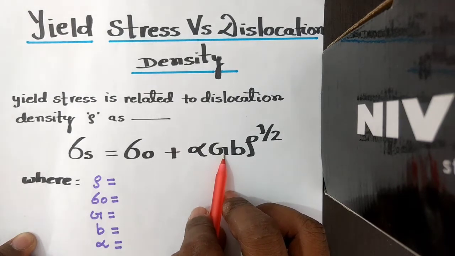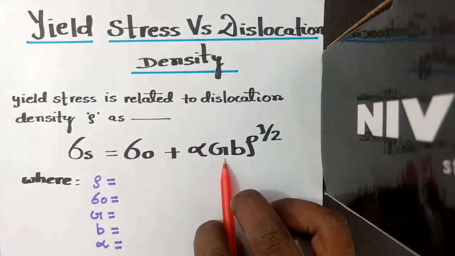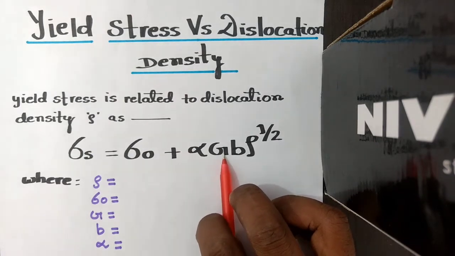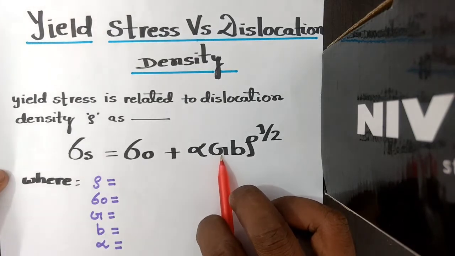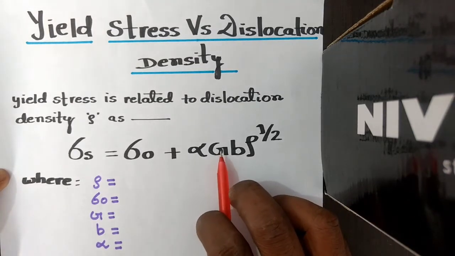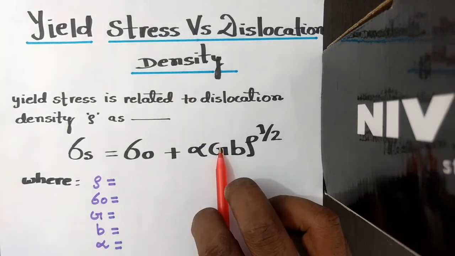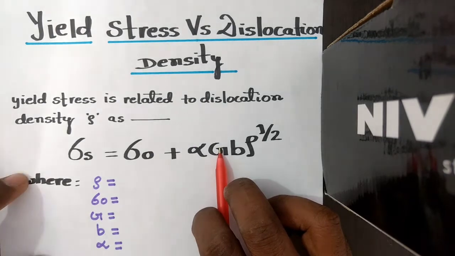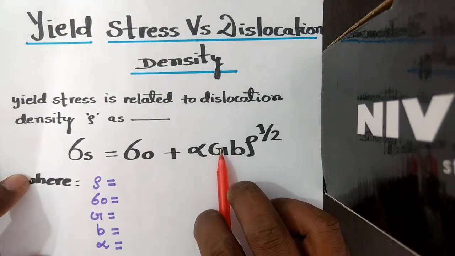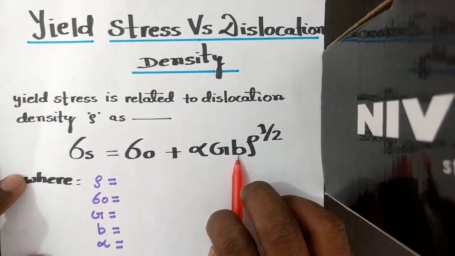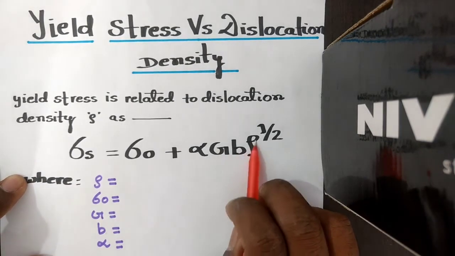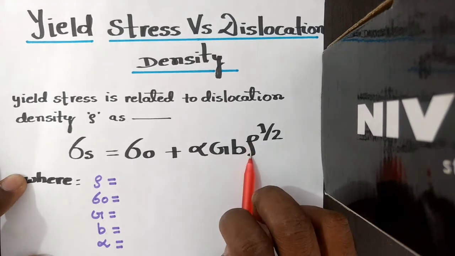This G is the shear modulus. Shear modulus is just the ratio of shear stress to shear strain, also called the modulus of rigidity, and it gives an idea of how rigid the material is. For example, diamond is very rigid, about 6 times more rigid than steel, so its G value is approximately 6 times that of steel. This b is the Burgers vector, and this rho is the dislocation density.